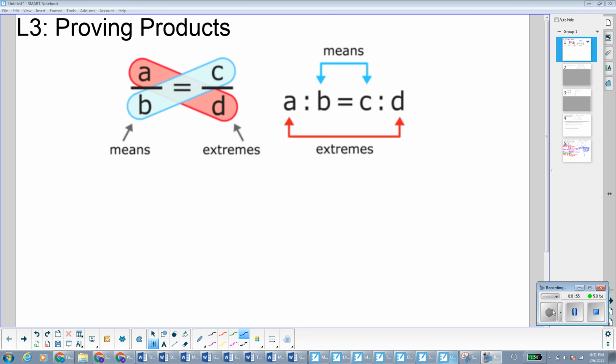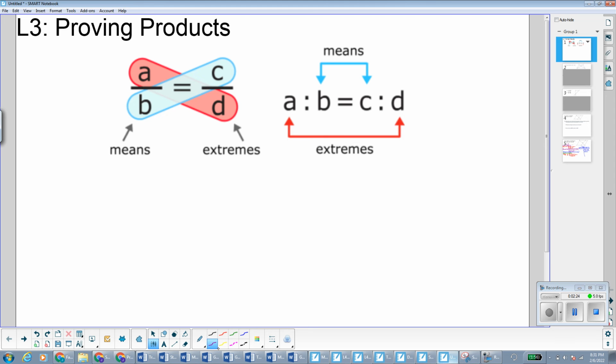Oh, there's one more thing I forgot to mention. So in a proportion, we know that we can solve a proportion through cross multiplication. So when we cross multiply a proportion, what we're doing is we're multiplying together the extremes and the means. And since a proportion does have an equal sign in the middle, the product of the extremes always equals the product of the means.